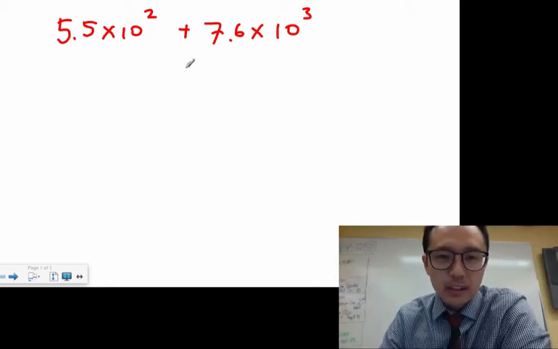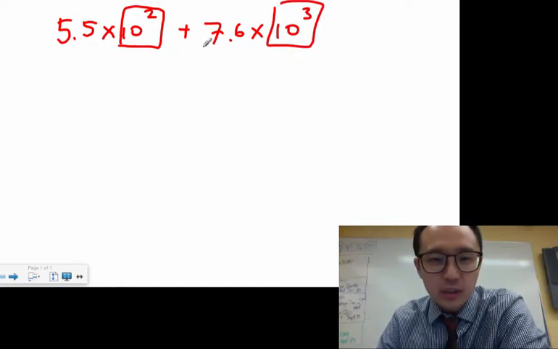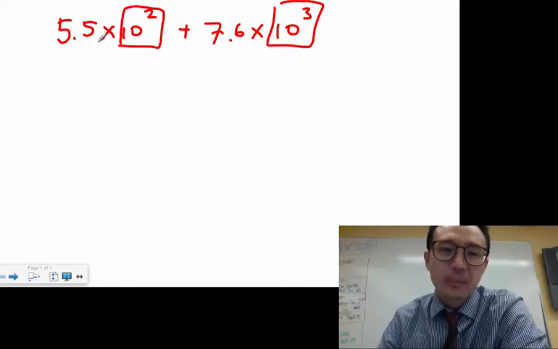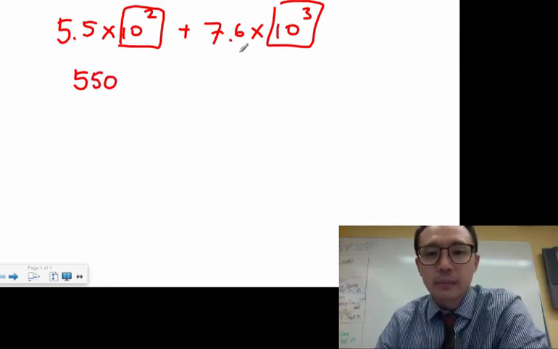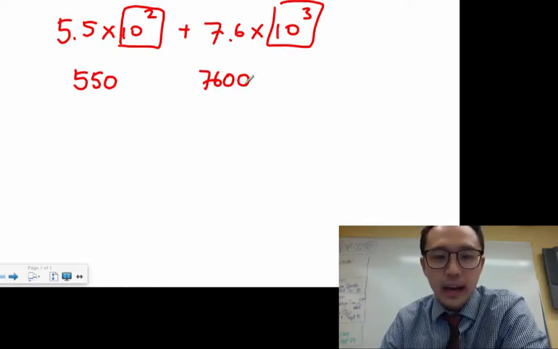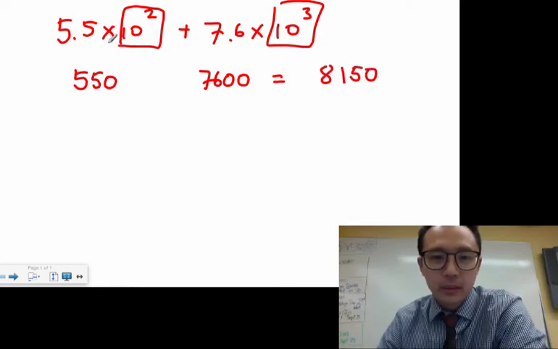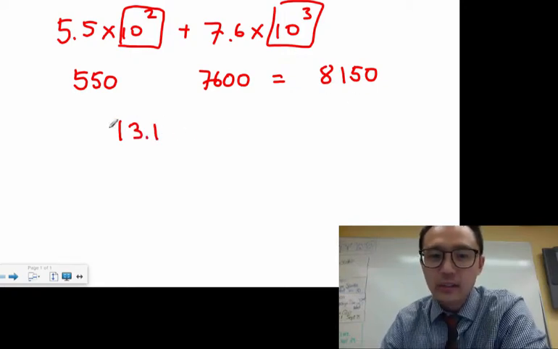When we start with this one, we notice that these two exponents are different. So you cannot just add 7.6 plus 5.5 and then add the exponents together, because if we were to write this in long form, this would be 550, and this would be 7600. When you add them, this answer will be 8150. If you were to add the other numbers, that would be 13.1. So you can see that it is not the same.